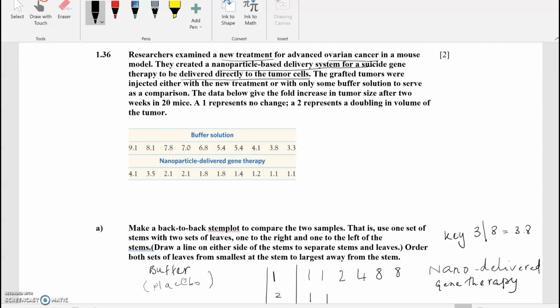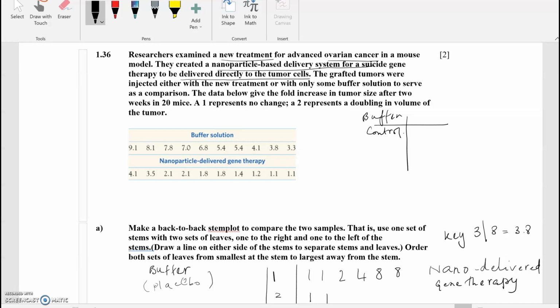So let's read the question really quick. What we're doing here is testing a new treatment for ovarian cancer in a mouse model. There is the placebo, which is the buffer. That's our placebo, that's the control. Basically no treatment, that's what it is.